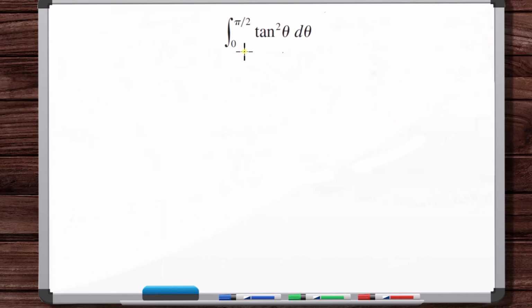Okay, so tangent theta has a discontinuity, a vertical asymptote at pi over 2. So we're going to say the limit as t approaches pi over 2 from the left. Okay, now what is this integral?